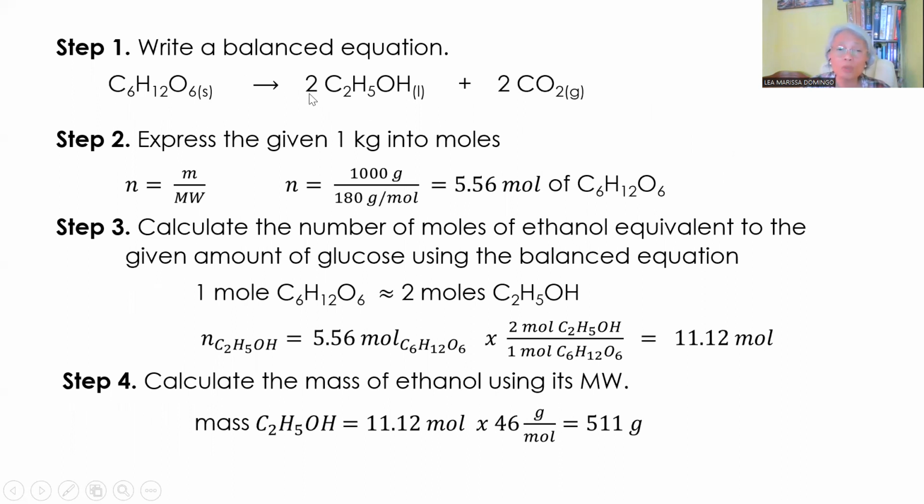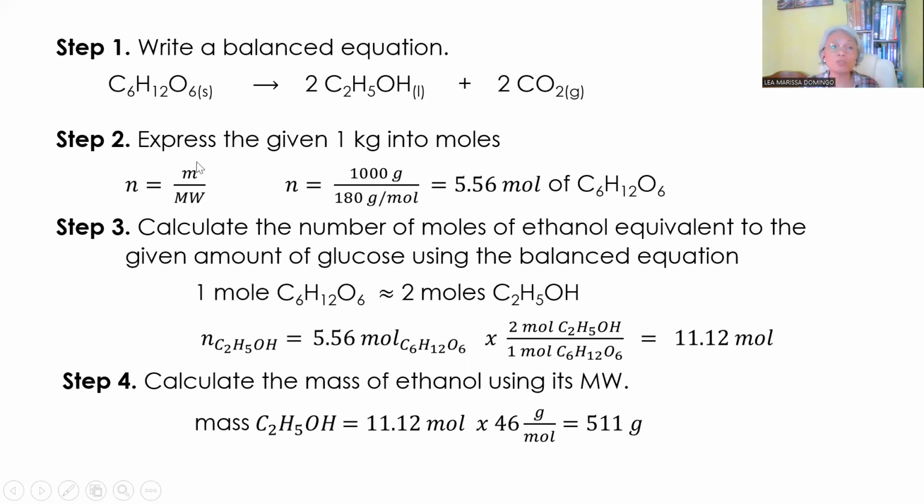So, by inspection, we know that we need to affix 2 to ethanol and also 2 to carbon dioxide. So, let us check. We have C6, we have 2 times 2, that's 4 carbon, plus 2 times 1, so that's 2 carbon. 2 plus 4, 6. So carbon is balanced. Hydrogen is 12. So we have 2 times 5, that's 10, plus 2 times 1, that's 2. So 10 plus 2, that's 12. Hydrogen is balanced. Oxygen is 6. So we have 2 times 1, that's 2, 2 times 2, that's 4. So 4 plus 2, we have 6 oxygen on the right side. We also have 6 oxygen on the left side. So everything has been balanced.